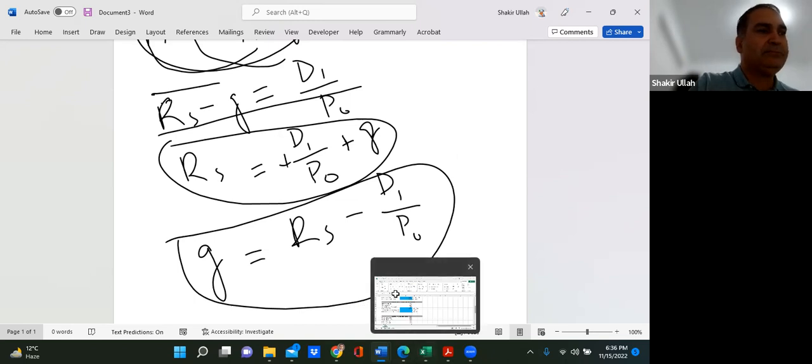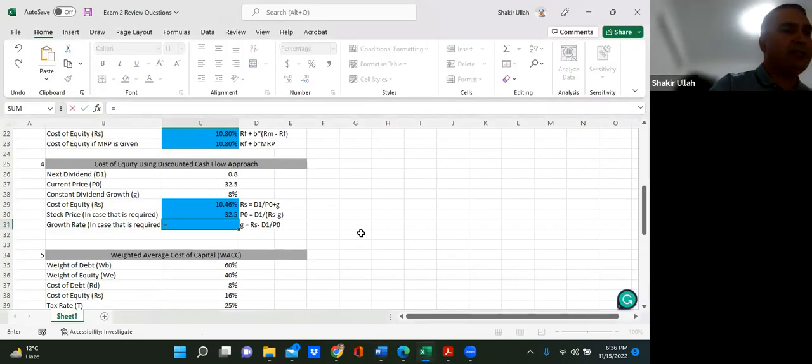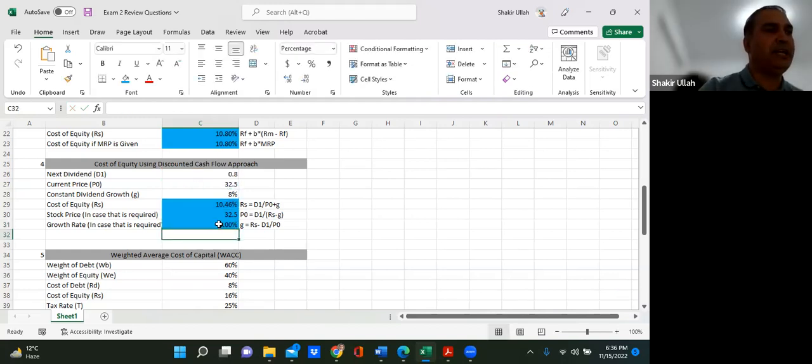Okay, so let's do that. If it is asking you to calculate the growth, the formula I have written for you is RS minus D1 by P0. Now remember, when we do that, it will do the division first, D1 by P0, and then the answer will be subtracted from RS. So equals RS, which we just calculated, 10.46, minus D1, which is 0.8, divided by P0, which is 32.5. And we enter it, that comes out to be 8%. The 8% is the growth, and that is the same number that we got here. Reason being that we're using the same data, so we cannot have a different growth with the same data, right? But just giving you the variation.